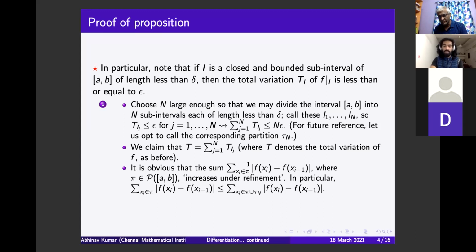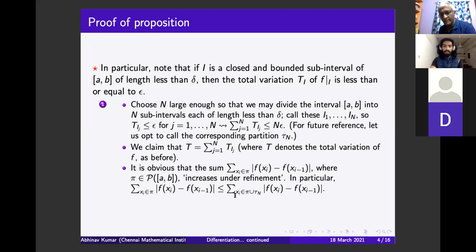lie in a section where our function is monotonic within that subinterval, then there will be no change within the sum. But obviously a priori we don't know that it's going to be monotonic within any given subinterval. And if it isn't monotonic, then it will certainly increase. That is quite easy to see.